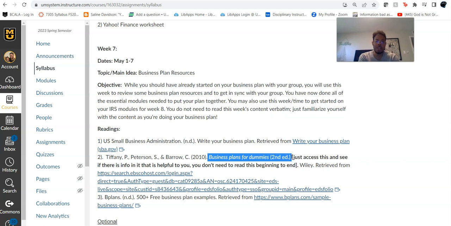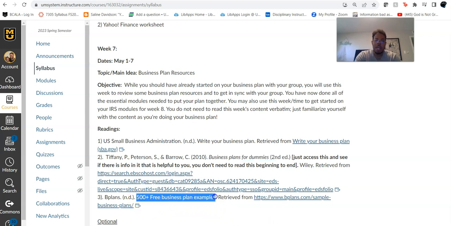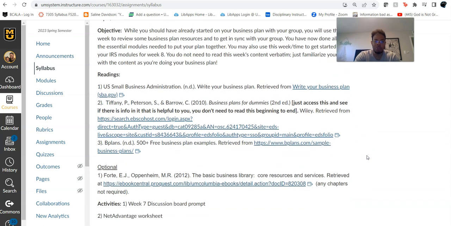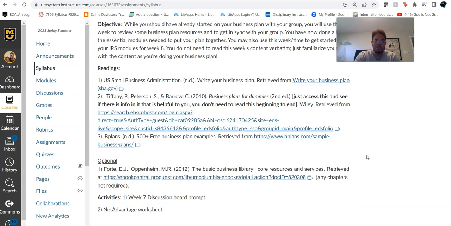Go in there, look around, and see if it clears up some questions you have. And this is also another resource that you can use. You do have optional readings, but you don't have to do them, hence why they're optional. I think that's even the definition of the word. When it comes to the discussion board prompt, you've got one, NetAdvantage. You've got a worksheet on that, and several of you have already done that.